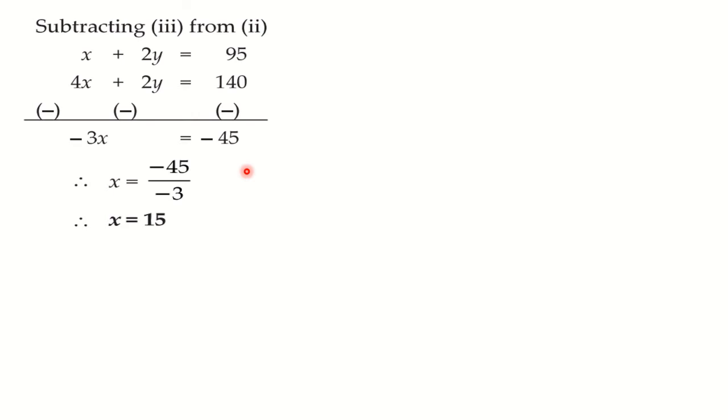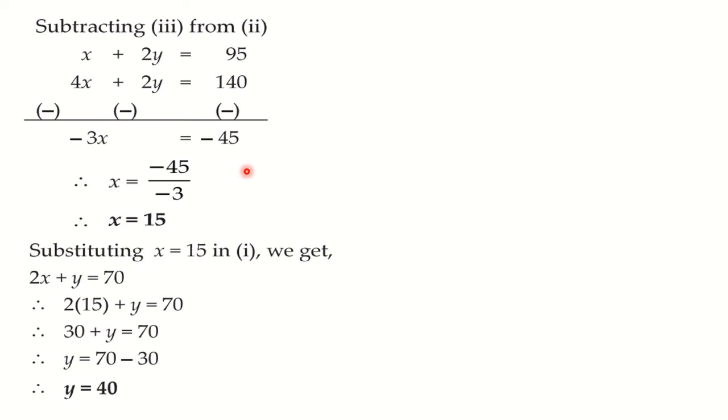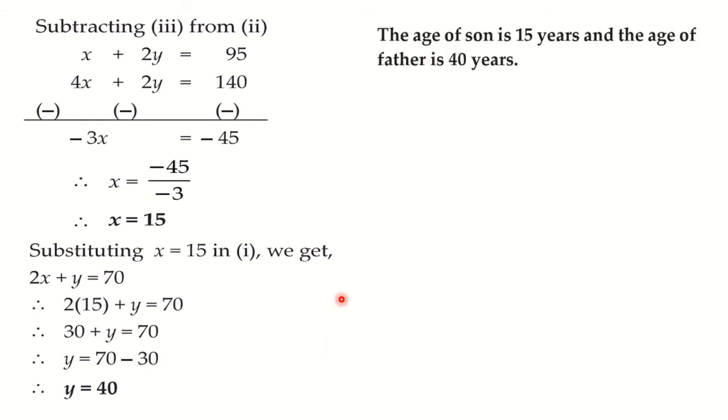Now put this value in any one equation, either 1 or 2, to get the value of y. So substituting x is equal to 15 in equation 1, we get, so this is equation 1. Replace x by 15 and solve. You will get y is equal to 40. So you got values of x and y. As I have said, don't forget to write down the final answer. The age of son is 15 years and the age of father is 40 years.